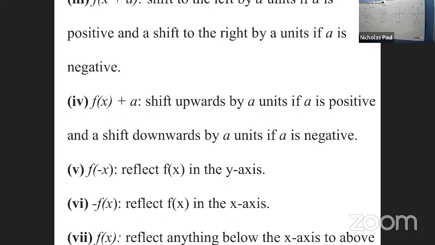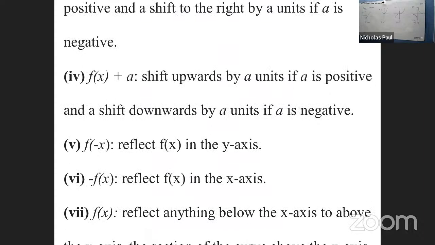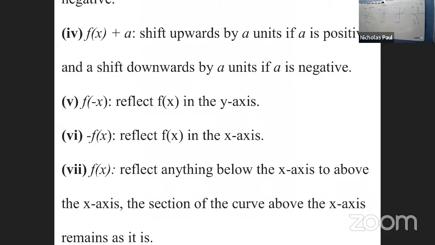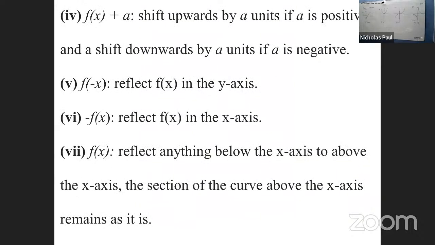When you minus the x, you reflect in the y-axis. When you minus f of x, you reflect in the x-axis. That one has a small error. Anybody know what it is? Reflect anything below the x-axis above. I didn't think it does yet, but some of you may have done it.